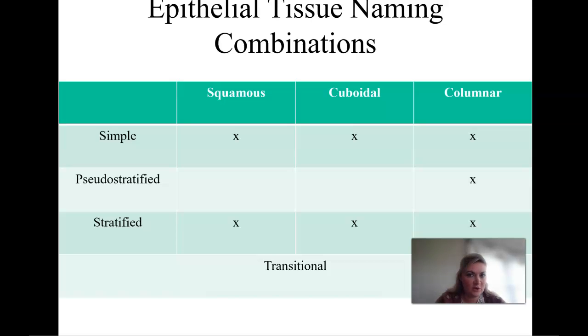Pseudostratified, pseudo means false, stratified means many layers. So this looks like many layers, but it's not. It's only one layer. And we'll look at this in a minute, and it's going to be how they are arranged and how it looks like with the different nuclei inside. So with these, they can only be columnar if you look at the chart. Going down to stratified, that means many layers, and you can have this with the squamous, the cuboidal, or the columnar.